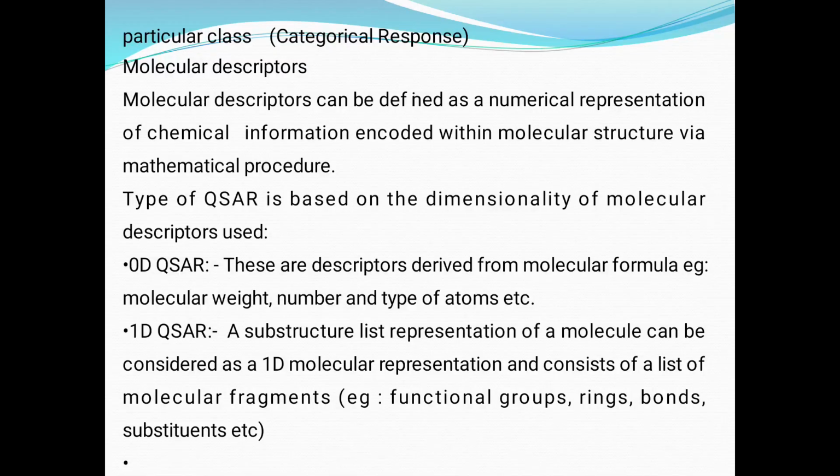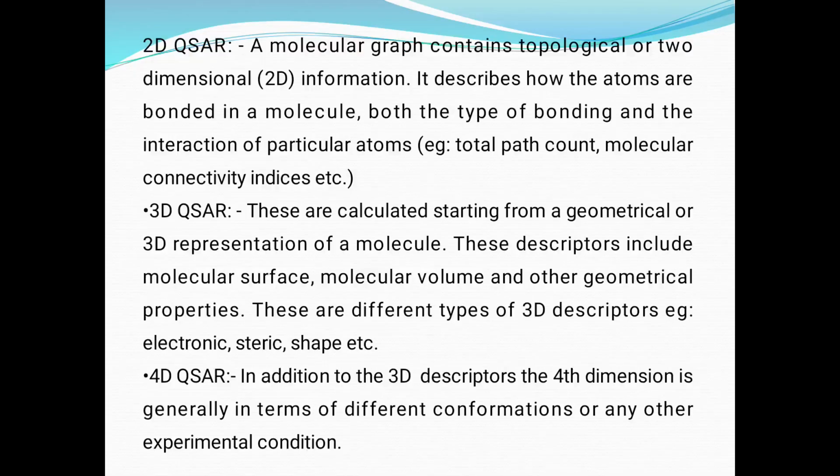These are 1D representations. When you talk about 2D QSAR, you talk about total path count, molecular connectivity indices, particularly atoms bonded in the molecule, both the type of bonding and interaction of particular atoms. So that is all about 2D QSAR. Then in 3D QSAR, you have molecular surface, molecular volume, and other geometrical properties. That is 3D QSAR.